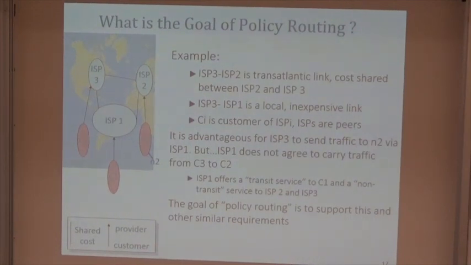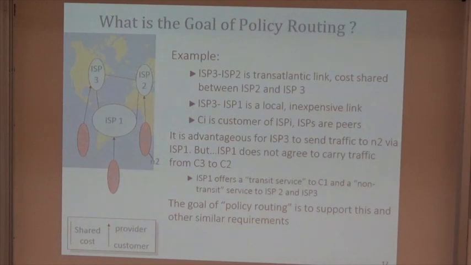Right? Now, if you look from the viewpoint of ISP3, who has a customer C3 and has some traffic to send to ISP2 for a customer C2, for example, to destination N2. What should ISP3 do? Well, ISP3 peers with someone else in Europe, for example, through a transatlantic link, a shared cost link here. That shared cost link typically costs a lot.